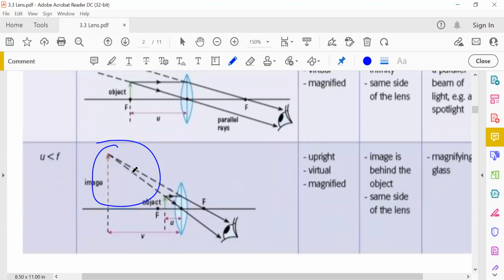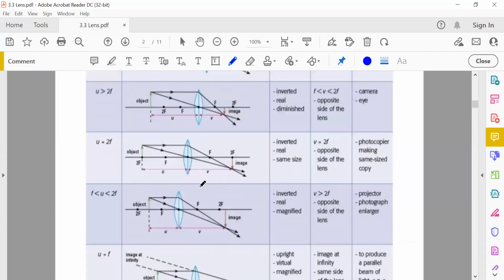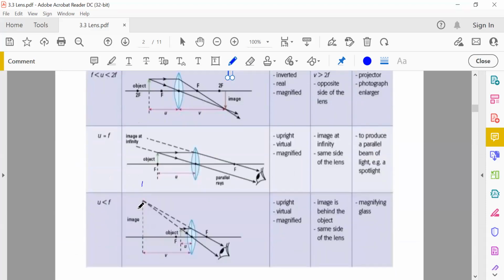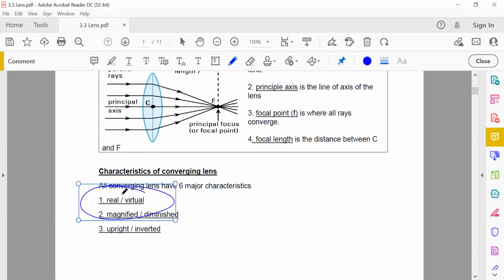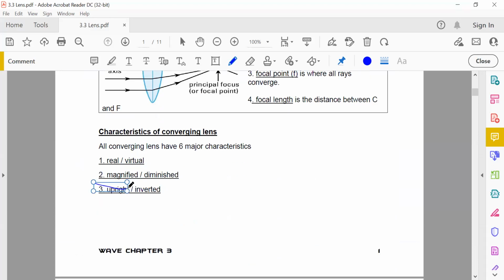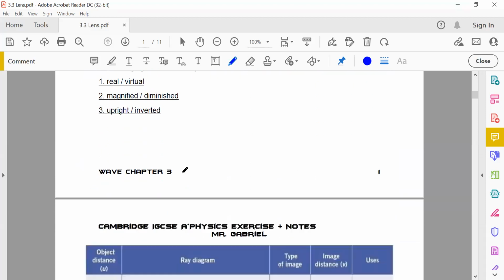Of course, in your exam, you cannot say real light or virtual light. You have to understand that by definition, real images can be projected on the screen and virtual images cannot be projected onto the screen, guys. So it's either real or virtual. Magnify or diminish is very straightforward. Magnify means to enlarge, diminish means to become smaller, right?